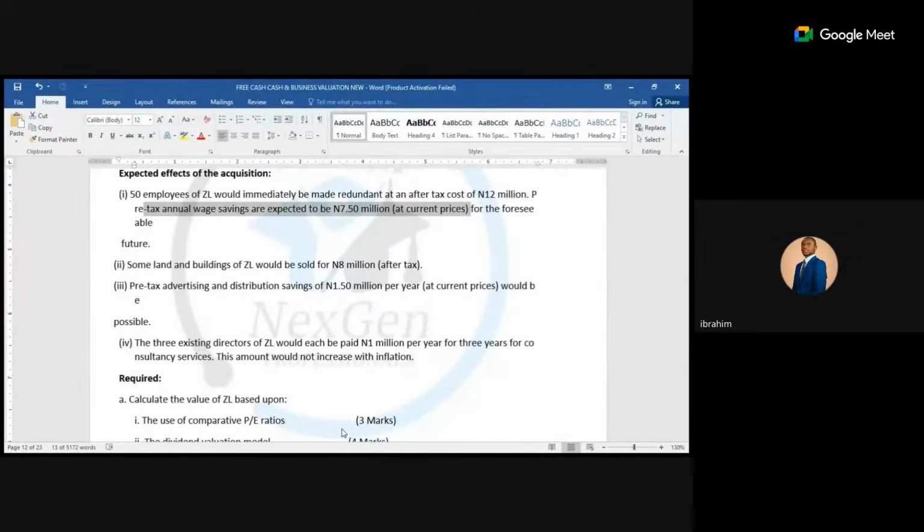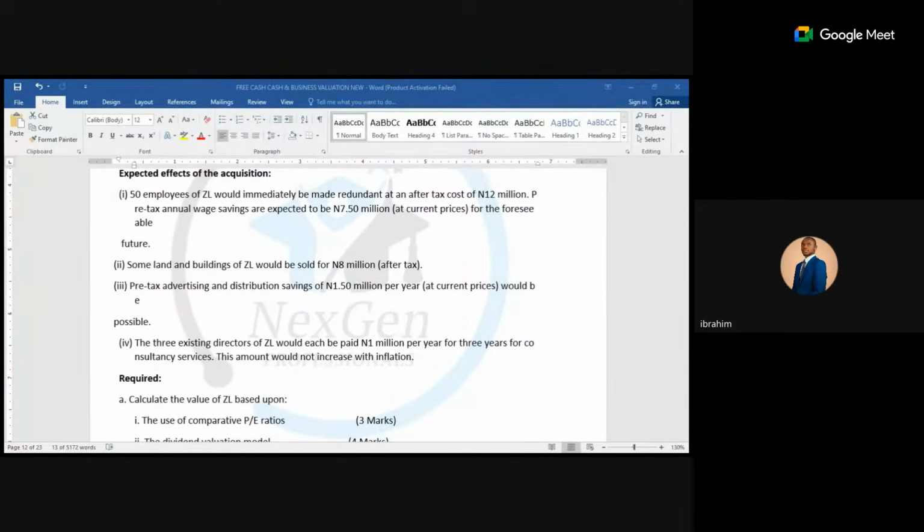Okay. Thank you. So meaning that the pre-tax annual wages savings, they will have a savings of 7.5 at current price, right? If this acquisition takes effect. Now, another thing that could happen is some land and building of ZL will be sold for 8 million, meaning that if the company wants to acquire ZL, they have to sell it. You know, these are cash flows that we need to consider. We have to sell it. That is after tax, right?